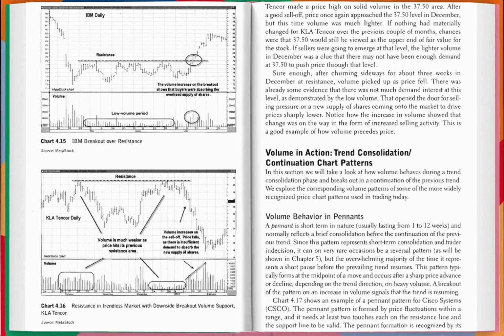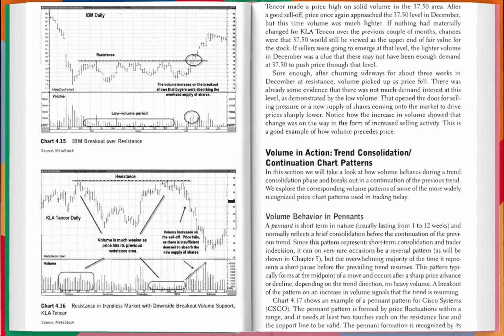This pattern typically forms at the midpoint of a move and occurs after a sharp price advance or decline, depending on the trend direction, on heavy volume. A breakout of the pattern on an increase in volume signals that the trend is resuming. Chart 4.17 shows an example of a pennant pattern for Cisco Systems, Cisco. The pennant pattern is formed by price fluctuations within a range, and it needs at least 2 touches each on the resistance line and the support line to be valid.